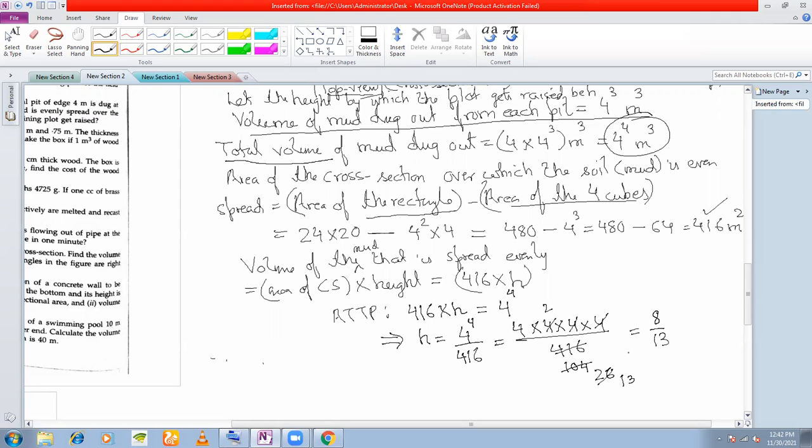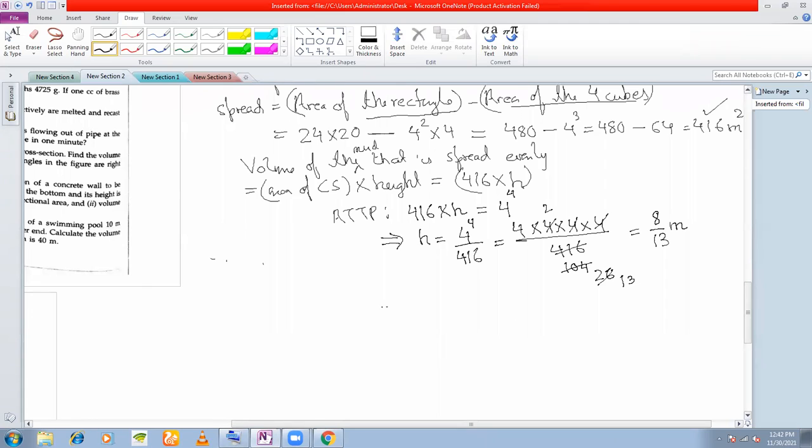And what is the unit here? If you see, all the units are given in meters. So the height unit should also be in meters, right? Now we can convert height to centimeters. That means H is equal to 8 by 13 into, how do you convert meters to centimeters? Multiplying it by 100, which is equal to 800 by 13, right?